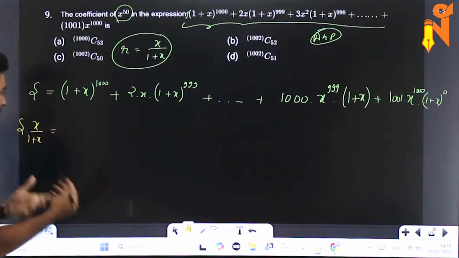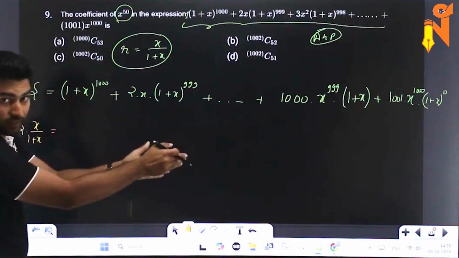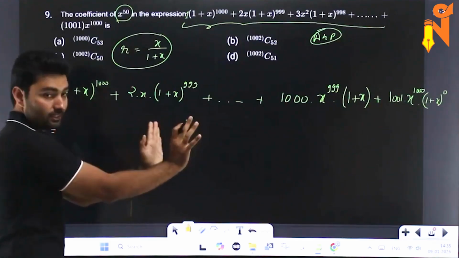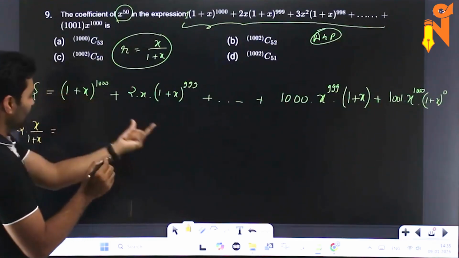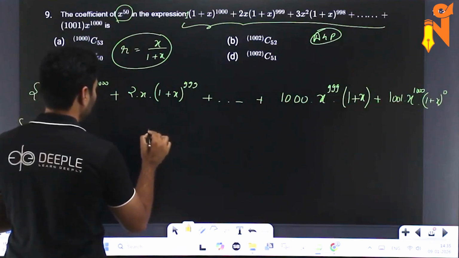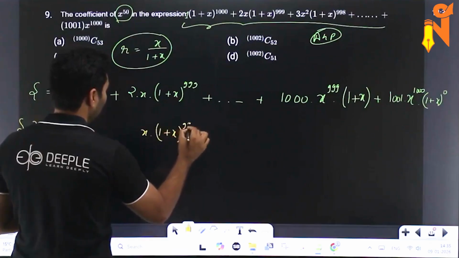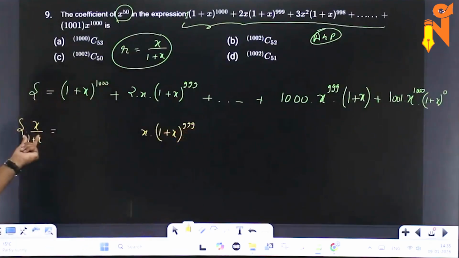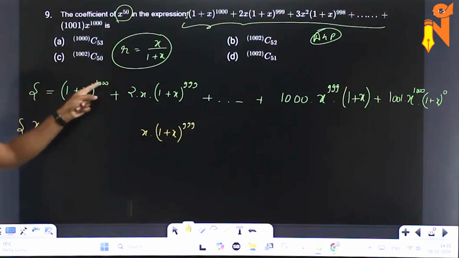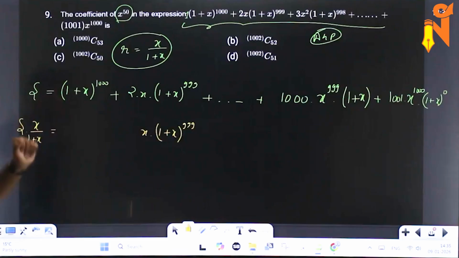So when you do this S into R, we don't write it like this. We write one step like this. I will add this term here after multiplying. So how much? x into (1+x)^999, because if you multiply this with this, x will be here, 1+x will get cancelled, so you will get only x here and 1 here. Now this will multiply with this also.